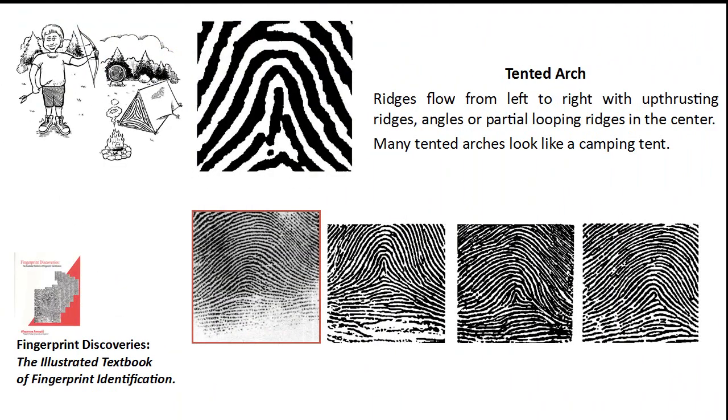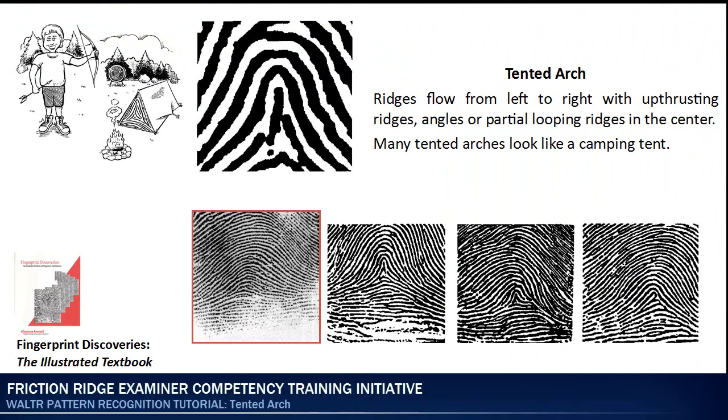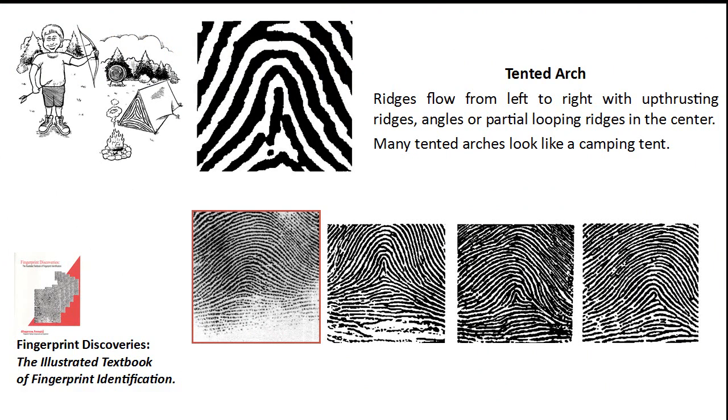Before we do an exercise, let me just review one more time my definition and analogy for the tented arch. And while I'm saying that, of course, compare these tented arches to the plain arch here. Tented arch ridges flow from left to right with upthrusting ridges, angles, or partial looping ridges in the center. Many tented arches look like a camping tent.